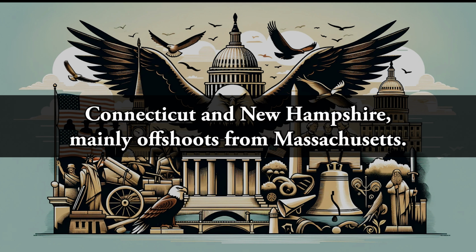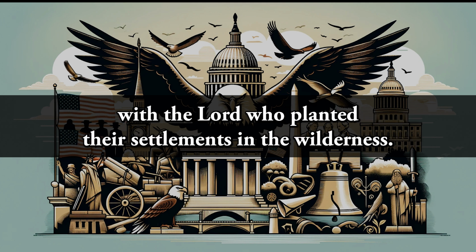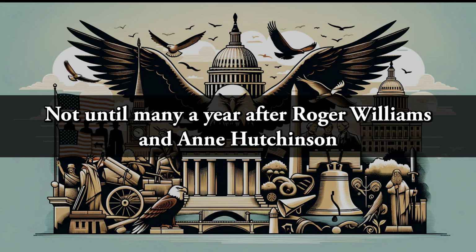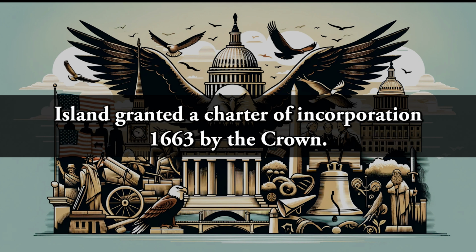Rhode Island, Connecticut, and New Hampshire, mainly offshoots from Massachusetts, were founded by small bodies of men and women, united in solemn covenants with the Lord, who planted their settlements in the wilderness. Not until many a year after Roger Williams and Anne Hutchinson conducted their followers to the Narragansett country was Rhode Island granted a charter of incorporation, in 1663, by the Crown.